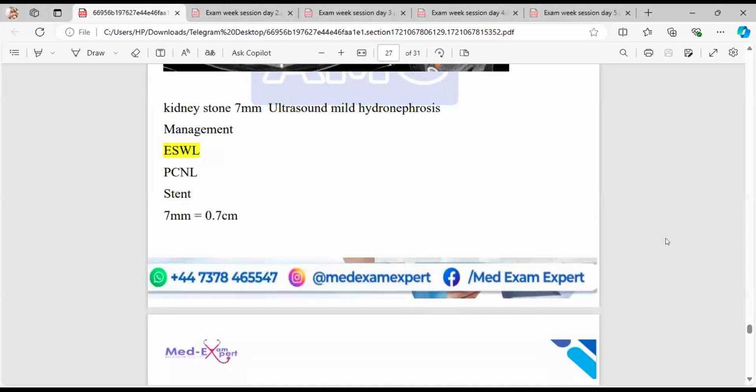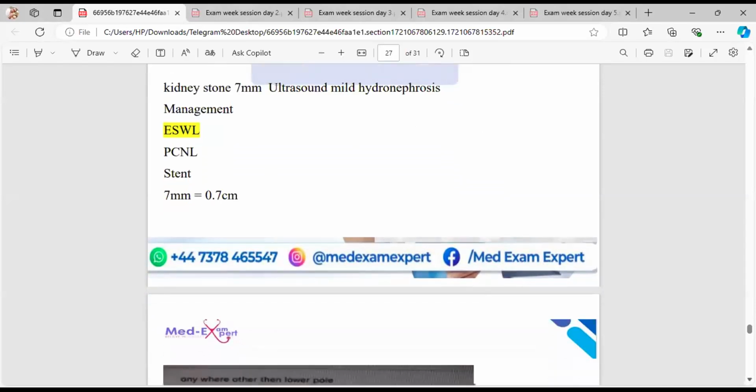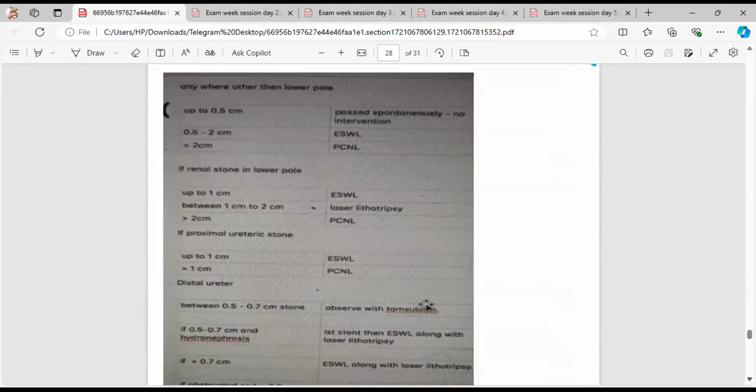Kidney stone, 7 mm, ultrasound shows mild hydronephrosis. Management options: ESWL, PCNL, and so on. So 7 mm is 0.7 centimeter, with mild hydronephrosis. Now this is very definite.